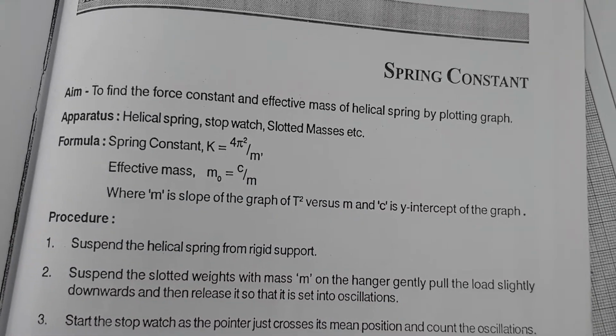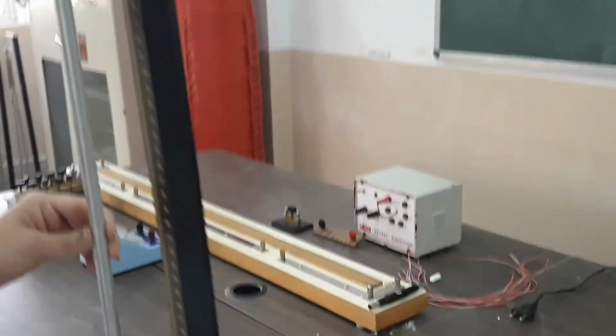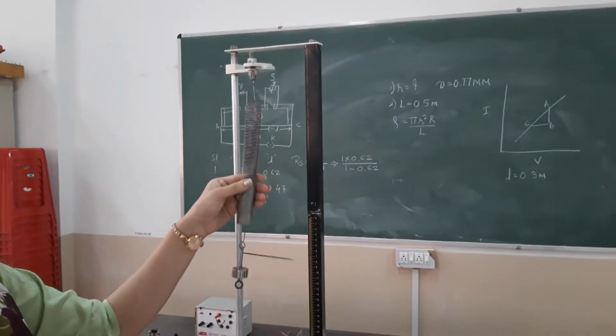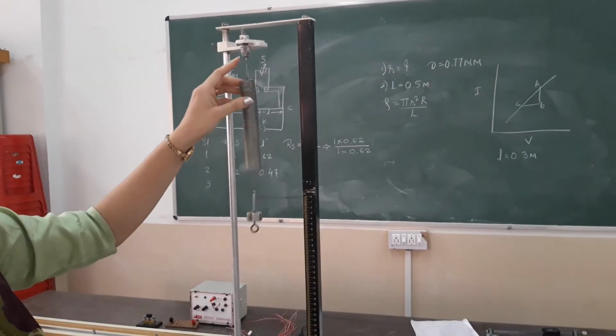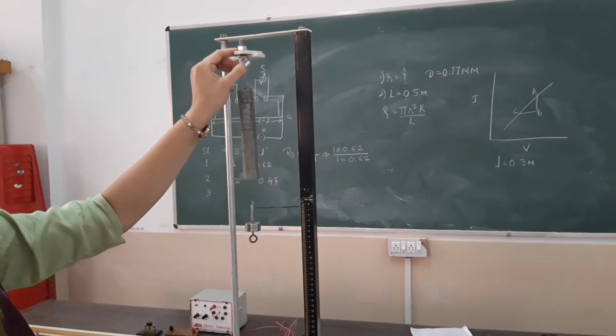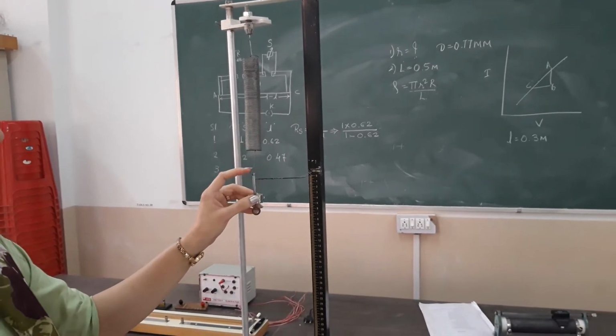Here I will show you the apparatus. This is the helical spring. One end of this helical spring is fixed to the rigid support and one end is left free.